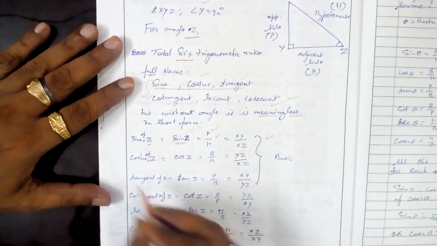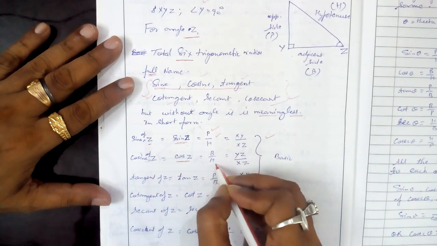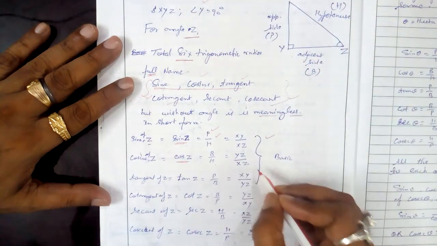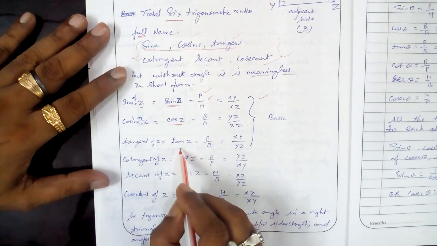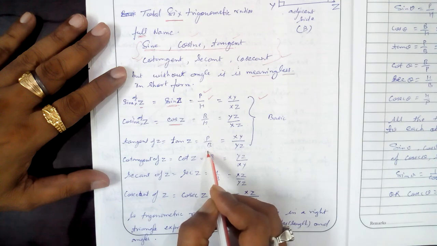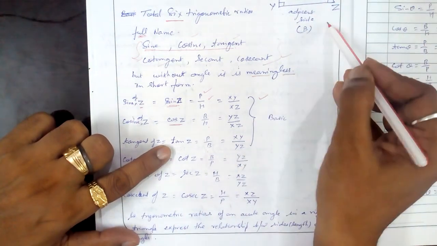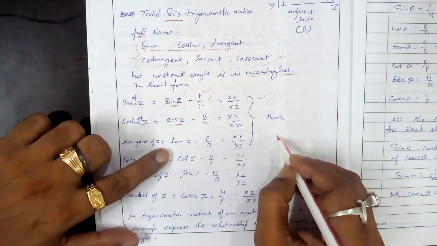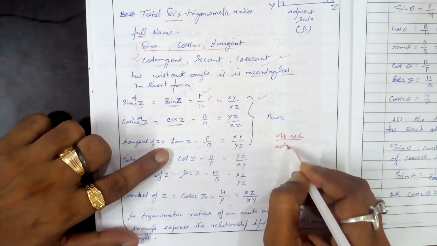First formula. Cosine of Z is written as cos Z, which is base upon hypotenuse. Base means YZ upon hypotenuse. Tangent of Z means tan Z, which is P upon B, perpendicular upon base. So perpendicular for Z in the figure is the opposite side upon the adjacent side. In words, you can write opposite side upon adjacent side. Opposite side upon adjacent side means what?